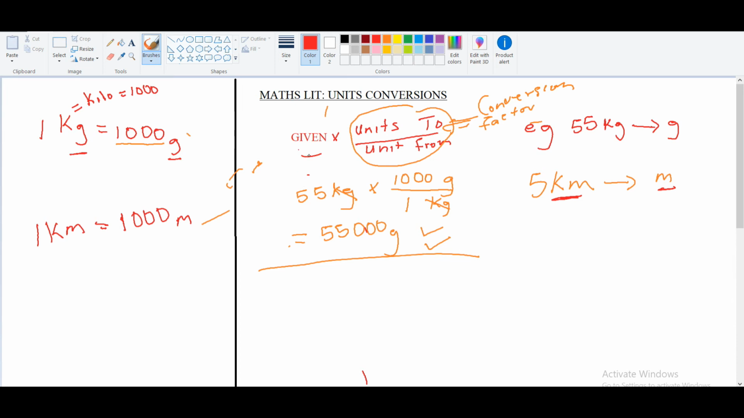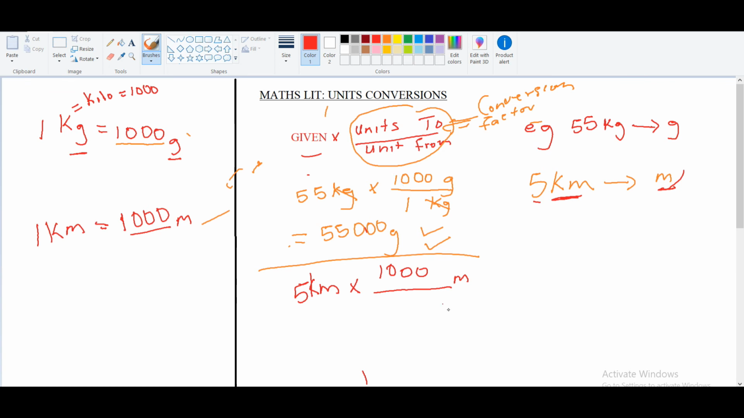The formula is saying given. So what is given here? We are given 5 kilometers to change into meters. Let's write what is given here. 5 kilometers is what we are given, times the formula is saying unit 2. What is the unit 2? You want to go to meters. Write your meters. And then from here, look for your conversion factor and see the number that is before your meters. The number that is before there is 1000 over units from.